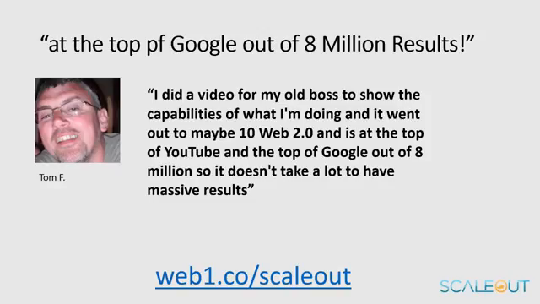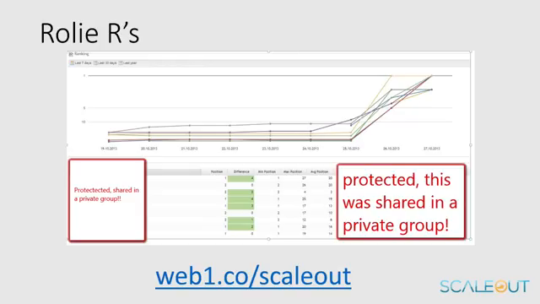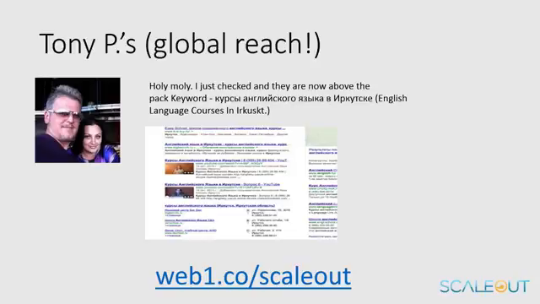At the top of Google, about 8 million results. It's Tom F's results. I just want to put up this photo of ranking. I just pushed to number 2 for this local keyword. What I want you to take notice of is that this is above the local Google pack. This is proof it works. Here are his screenshots, using Hangouts, ranking like crazy.